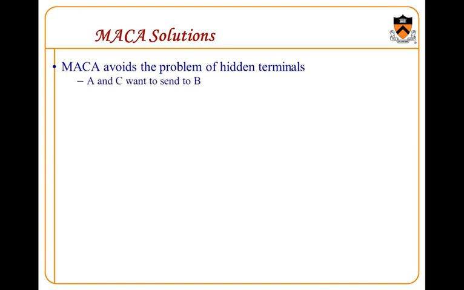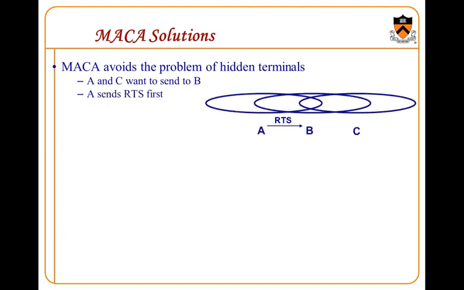MACA avoids the hidden terminal problem, and you can see here in this diagram where A and C want to send data to B. First, the RTS, request to send packet, is generated by A and received by B. This RTS is not received by C, as C is out of range of node A. So when A sends RTS to B, then B in response broadcasts a CTS, which is received by A and received by node C. The CTS received by node C has the information that the sender is A, the receiver is B, and the duration of this communication is 5 minutes.